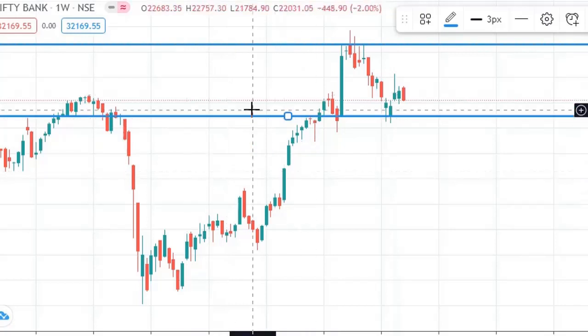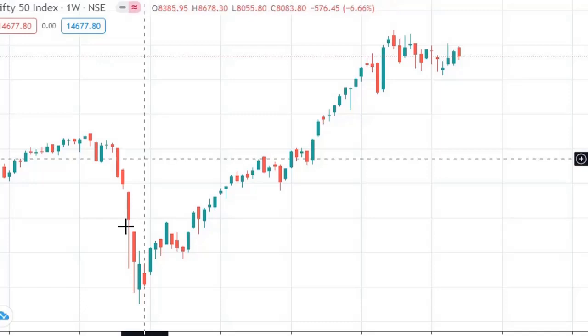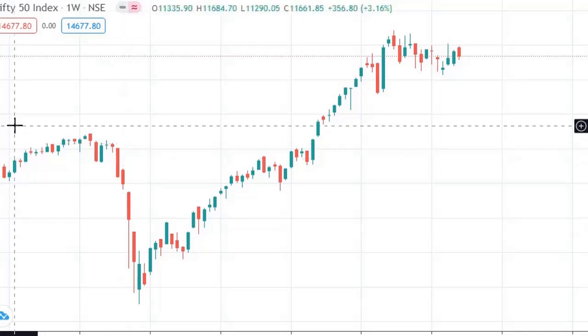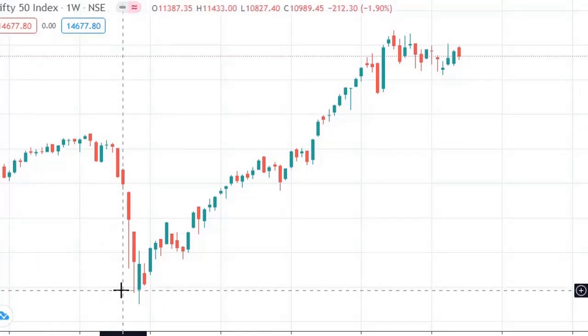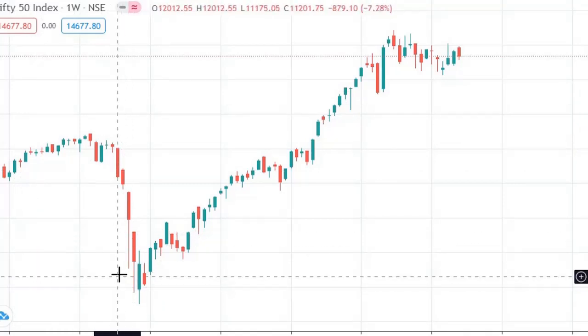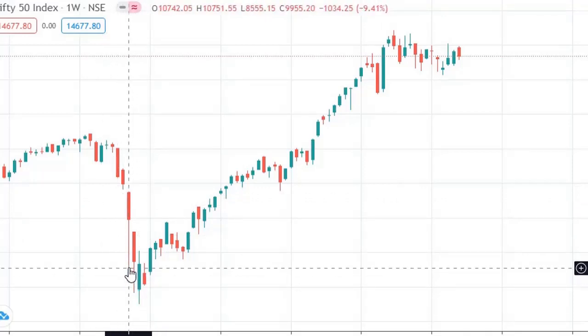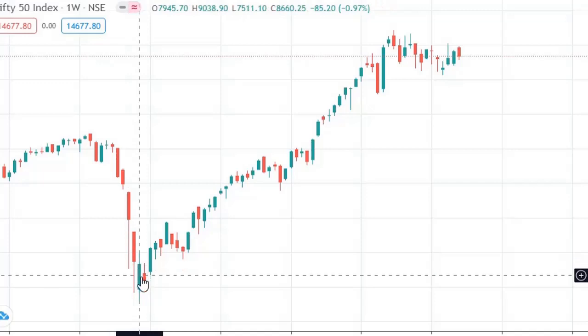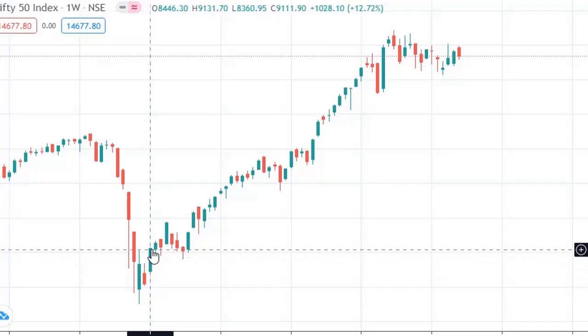Now this is a Bank Nifty chart. Now let's study the weekly chart of Nifty. Now this was the red candle. I'm sorry, this was the last red candle. After that, this green candle also formed inside, and this was the red candle. So from here you got a reversal.